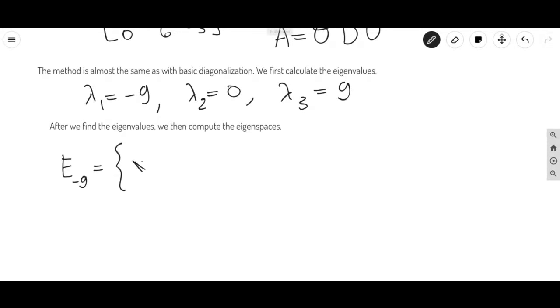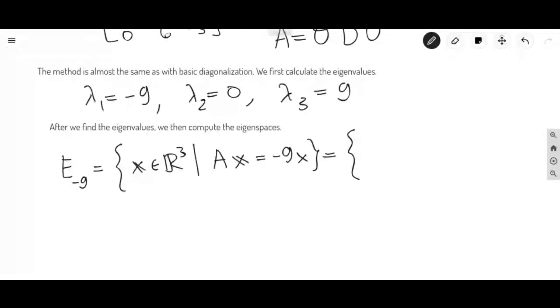So the eigenspace is going to look like this. By definition, these are the vectors, in this case in R3 because we're in three-dimensional space, that have the property that Ax is equal to -9x. If you solve that, you would get S times (-1, 2, 2), where S is just a real number.